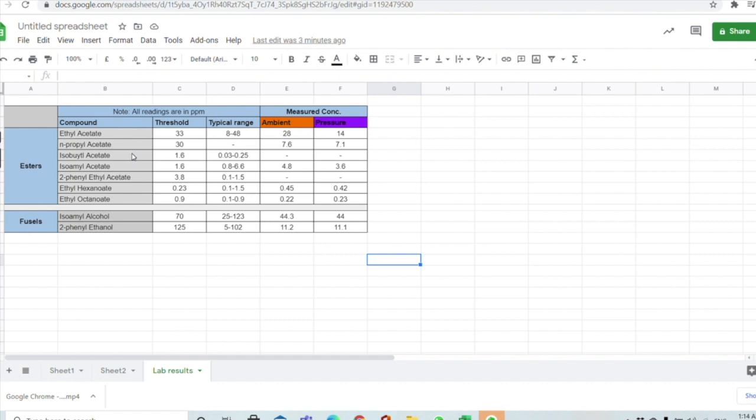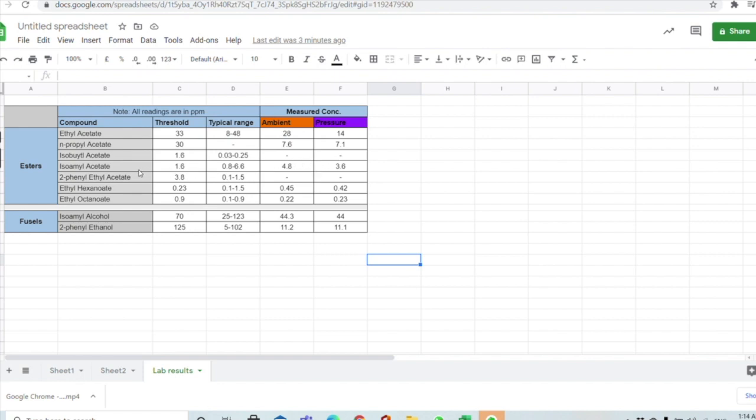Isobutyl acetate was not found in either ambient or pressure fermentation, and that's mostly because the typical range for this ester is quite low. As you can see, it's from 0.03 to 0.25, and I believe the USF5 strain is not a highly ester producing strain, so to say, so it most definitely did not produce any of those esters in either of the conditions, that is ambient or pressure fermentation.